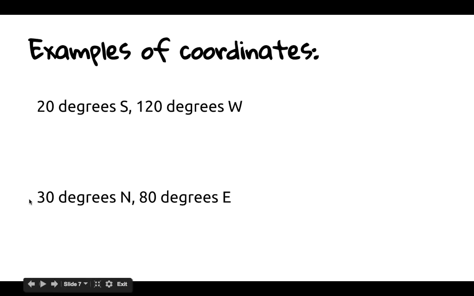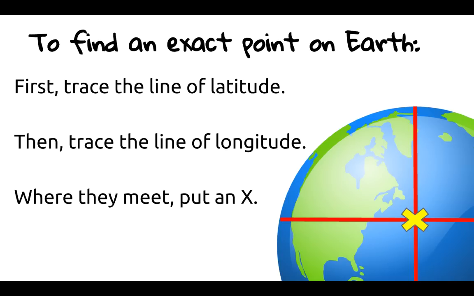Here's the second example. It has 30 degrees north latitude and 80 degrees east longitude. What is this coordinate pair really telling me? You can read coordinate pairs to find exact points on the Earth very easily. First, trace the line of latitude. Remember, latitude will be the first number in the coordinate pair. Then, trace the line of longitude. That will be the second number in the pair. Where they meet each other, put an X. That's your location.